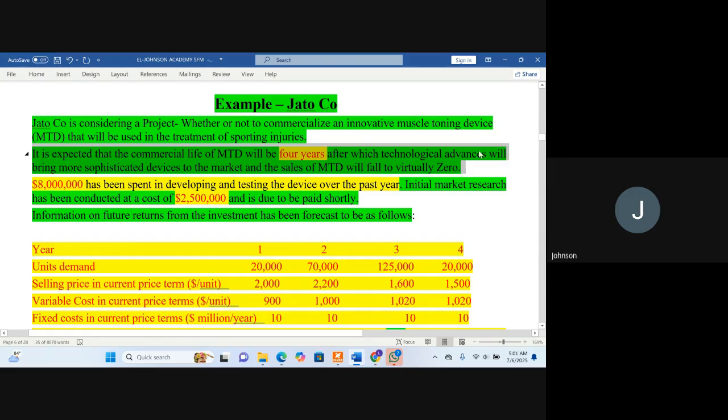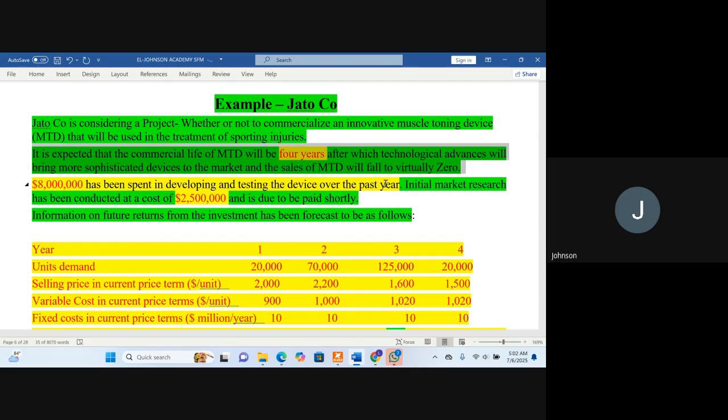Number 2, they now say that 8 million has been spent in developing and testing the device over the past years. Do you remember what they call sunk costs? 8 million has been spent. Anything that has been spent is a sunk cost. It's not relevant for the project. So in your book also, just put a dash and write sunk cost.